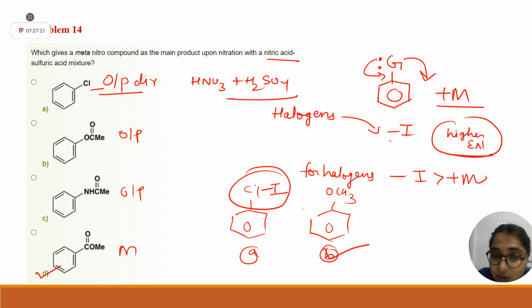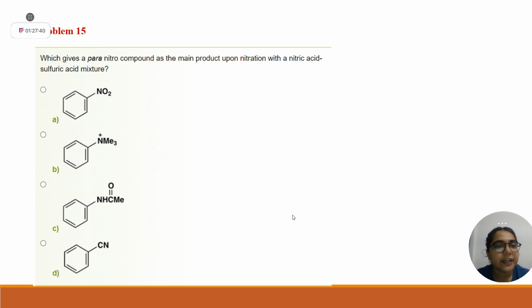If anyone asks you in any competitive exam whether chlorine is plus M or minus M, say plus M, but the minus I dominates over the plus M. Why plus M? Because they have lone pairs. Understood? Yes, ma'am. So your next question is: which among the following gives a para-nitro compound as the main product upon nitration with a nitric acid sulfuric acid mixture?